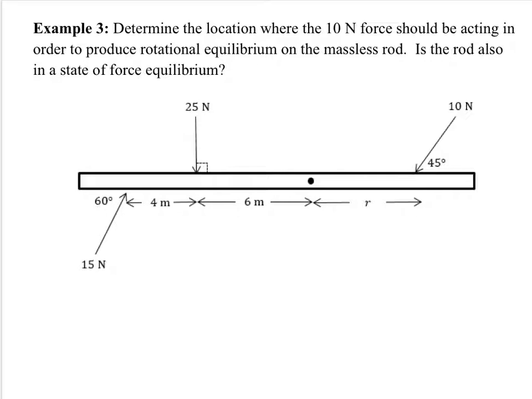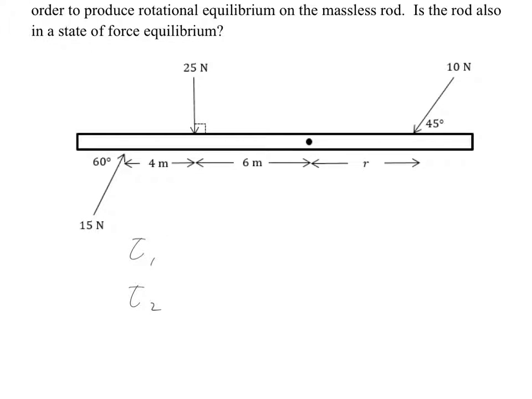Because we want to know what should R be to produce rotational equilibrium. Forget the second part of the question. The first part is what should R be to produce rotational equilibrium. Rotational equilibrium means that when you add all the torques together, you get what as an answer? 0. So if I look at torque 1, torque 2, and torque 3 all separately, all I know is that when I add them together, they better add up to be 0.